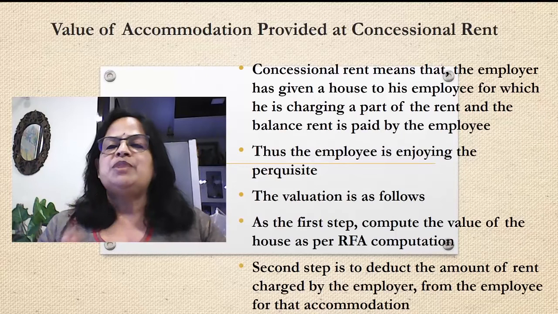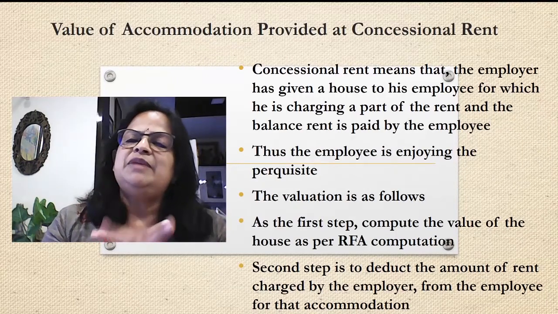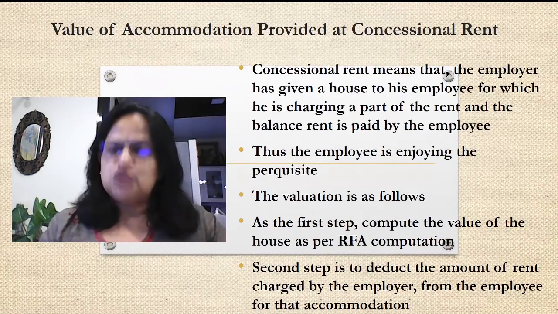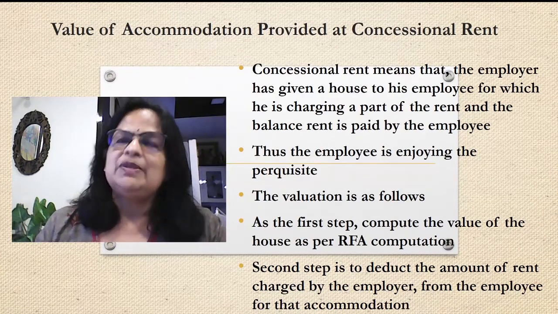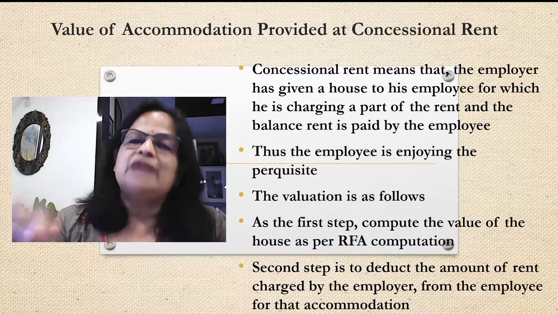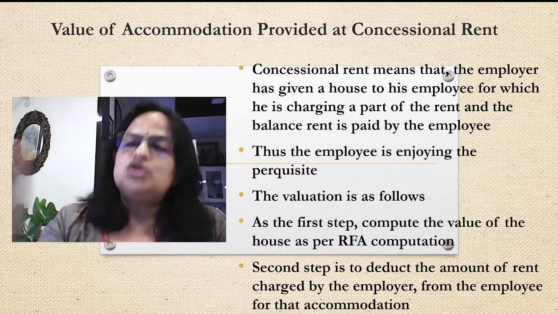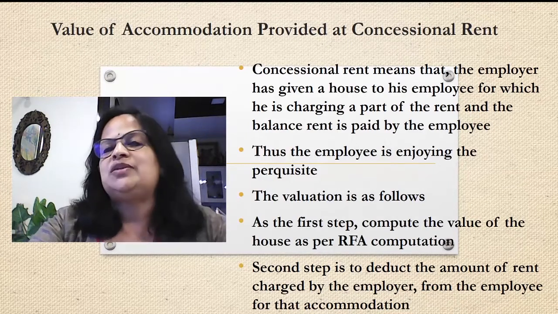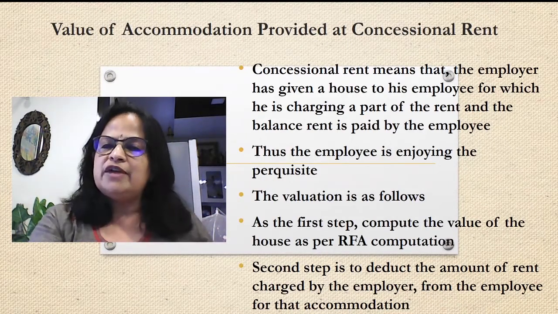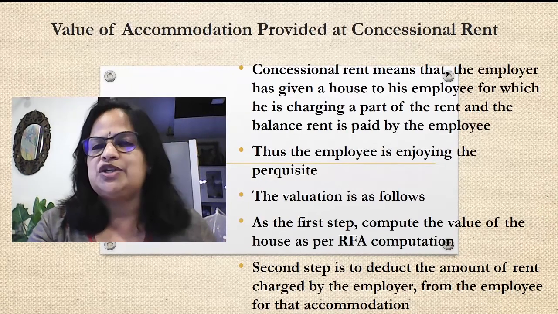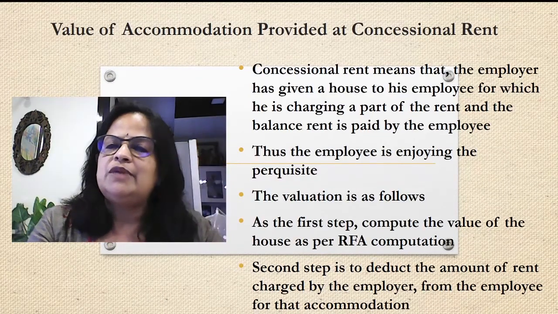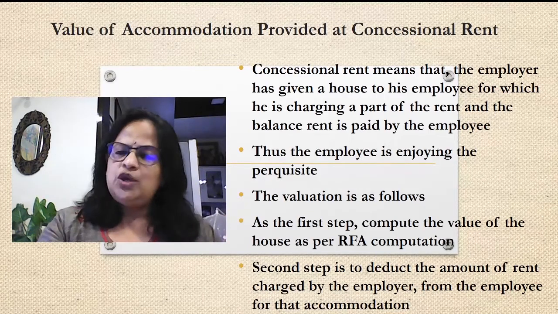Now, value of accommodation provided at concessional rent. Concessional rent meaning, the same RFA computation for furnished accommodation you have to calculate. Then, imagine you are getting the taxable RFA value as 2 lakhs. Imagine the employer is deducting 1 lakh for the accommodation provided to the employee. So 2 lakhs minus 1 lakh, 1 lakh only will be the value of the concessional rental accommodation. So in short, the value of RFA you will calculate as the usual calculation. We have learned how you calculate for furnished accommodation, how you calculate for unfurnished, and the third one is concessional rental accommodation. So RFA you will calculate.